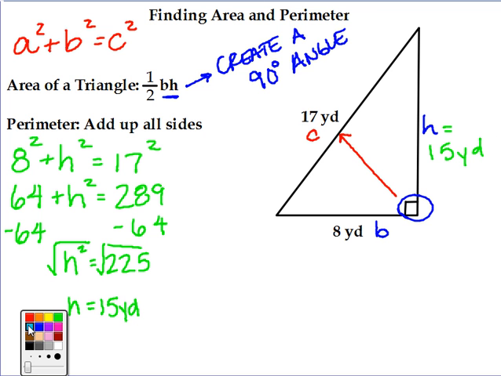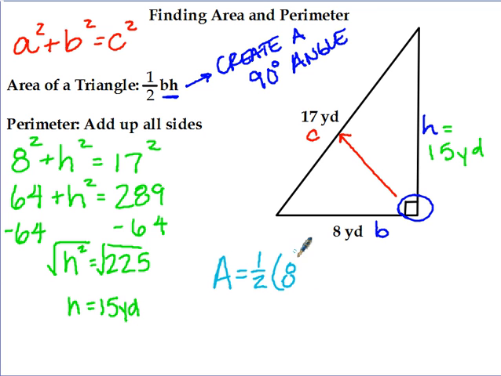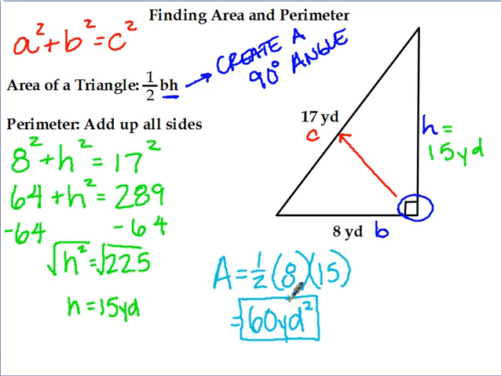So my area is 1/2 8 times 15. So that's going to be 60. And this is area, so it's square yards. And then for my perimeter, I'm just going to add up all 3 sides. So 8 plus 15 plus 17. So my perimeter is going to be 40 yards.